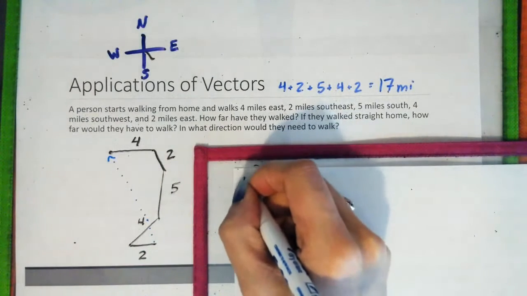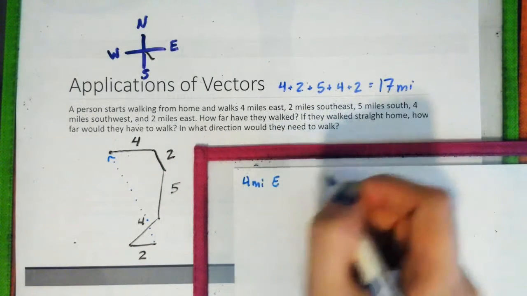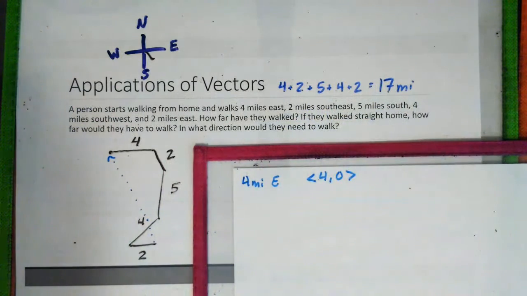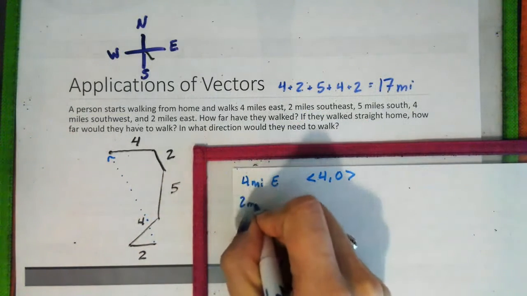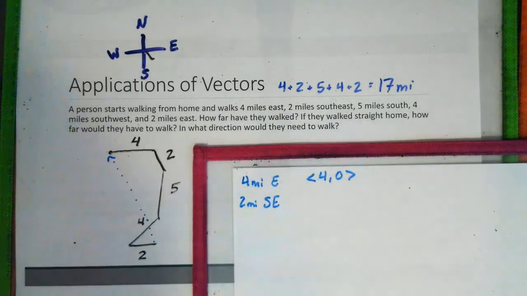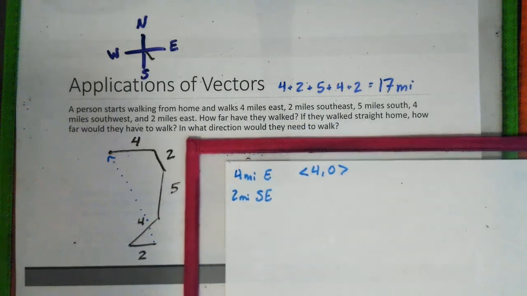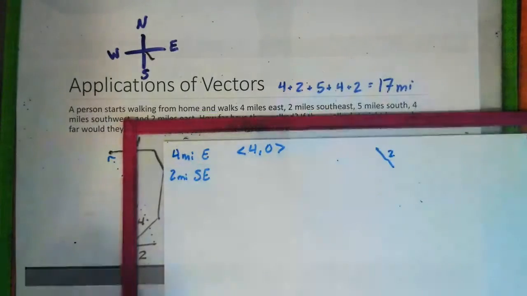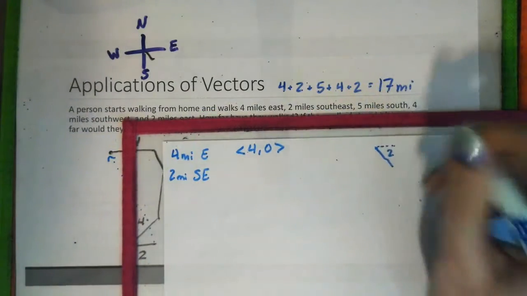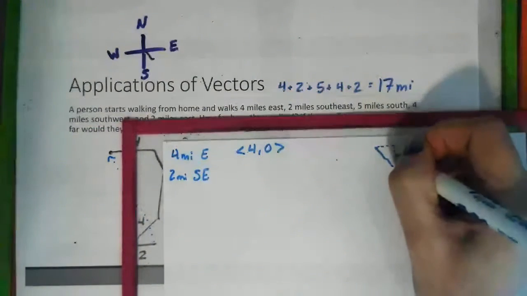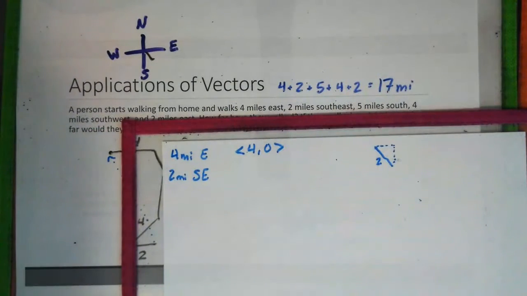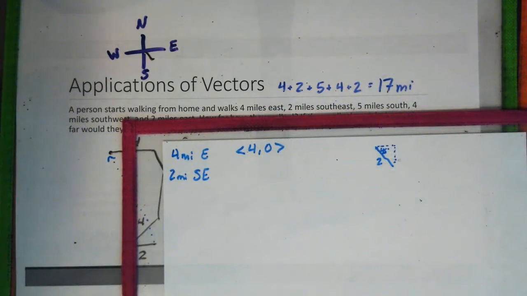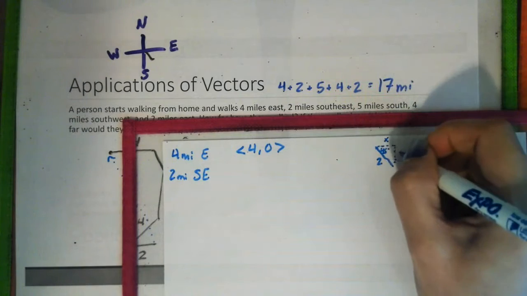If I put this in vector form, that means they went 4 to the right and 0 up or down. Then they went 2 miles southeast. That one's not entirely clear right away what the components are. So if they went 2 miles southeast, we have 2 for that direction. We need to know the x, because I put that 2 on the wrong side, and the y value there. But if it was truly southeast, this is 45 degrees here. So we have our x and our y.